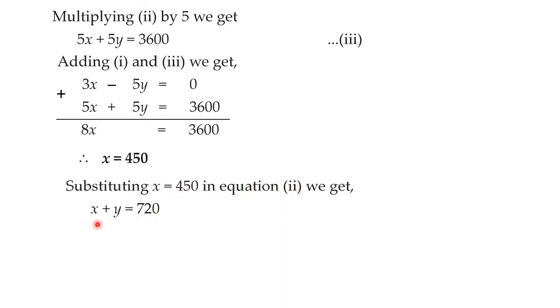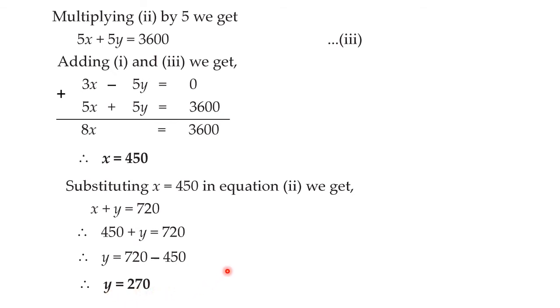That is x plus y is 720. Then in place of x you are going to write 450. So 450 plus y is equal to 720. Now shift this 450 this side. So y is equal to 720 minus 450. That is 270. Okay, so we got both the variables now. Both the unknowns we have found out. x is 450 and y is 270.